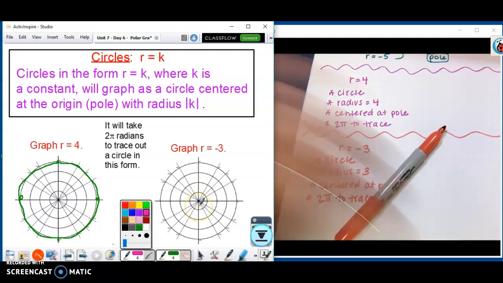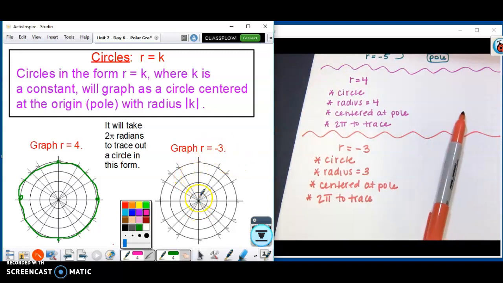Alright, so here we go again. This time it's still centered at the pole. Our radius is 3, so you're just counting up 3 spaces this time, 3 spaces over. Now you can draw as many dots as you want here, but if you just do the main part, you can get it. So then, you just trace your circle.